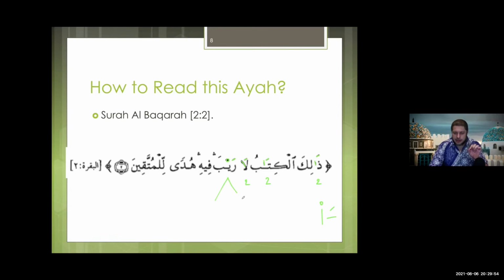All right, let's make it this way. Waqf means to stop, right? And if we stop, how many counts of mad do we have? What are the options? 2, 4, or 6. Exactly. So we have options of 2, 4, or 6.